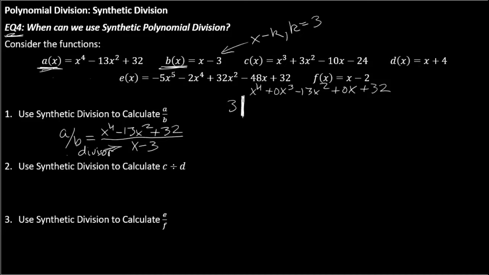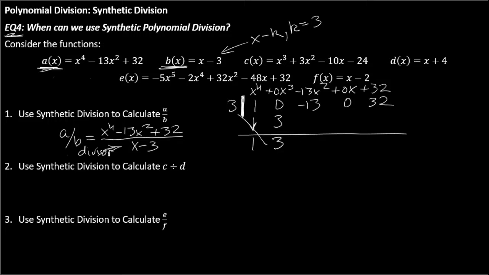And what I want to do now is write down the coefficients for each of these terms. So the x to the fourth coefficient is 1, 0, negative 13, 0, 32. Then I'm going to write a little bar down here like this. Your first coefficient, you're always just going to bring it down. Then you take your k and multiply it by that first term. So 3 times 1 gives me 3. Then you combine down in this next column: 0 combines with 3 to give me 3.